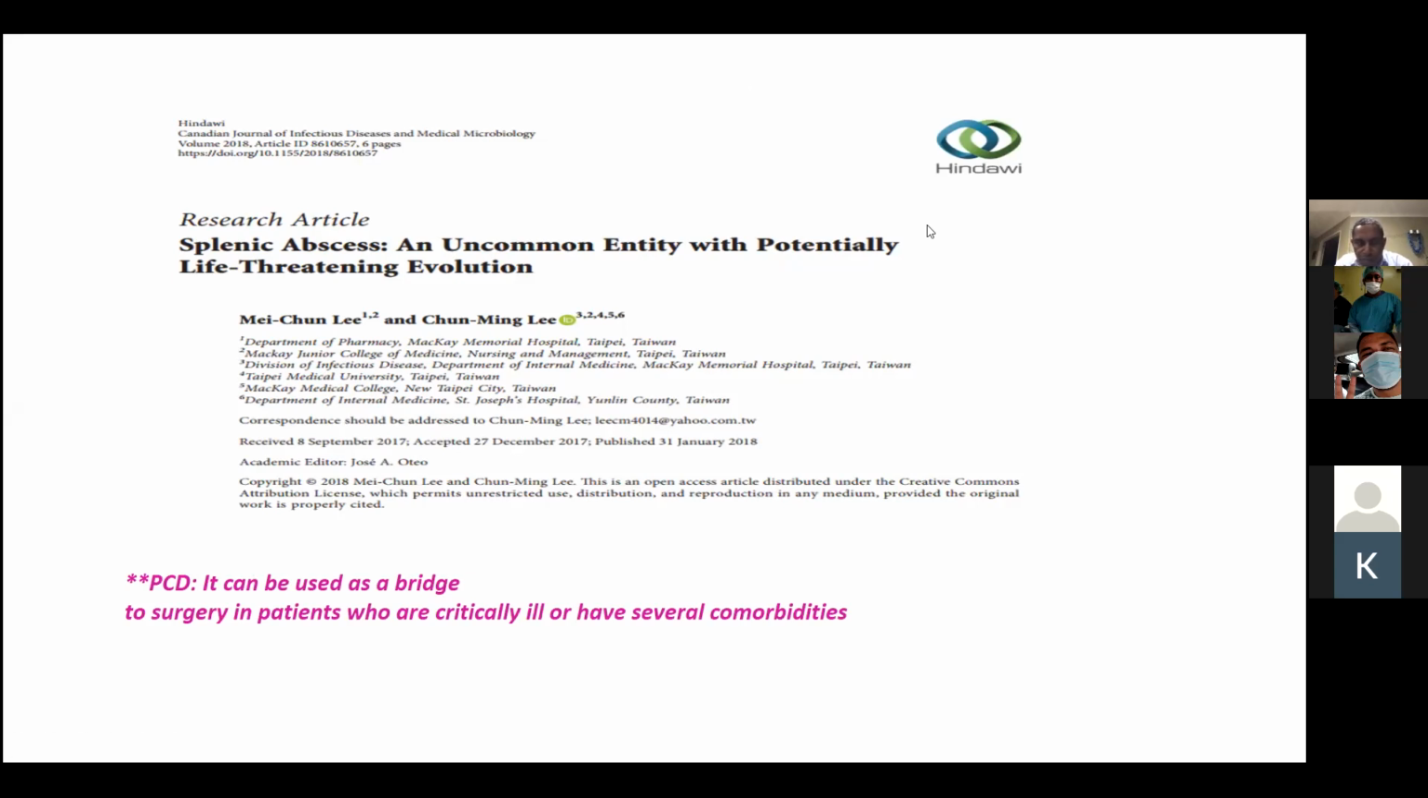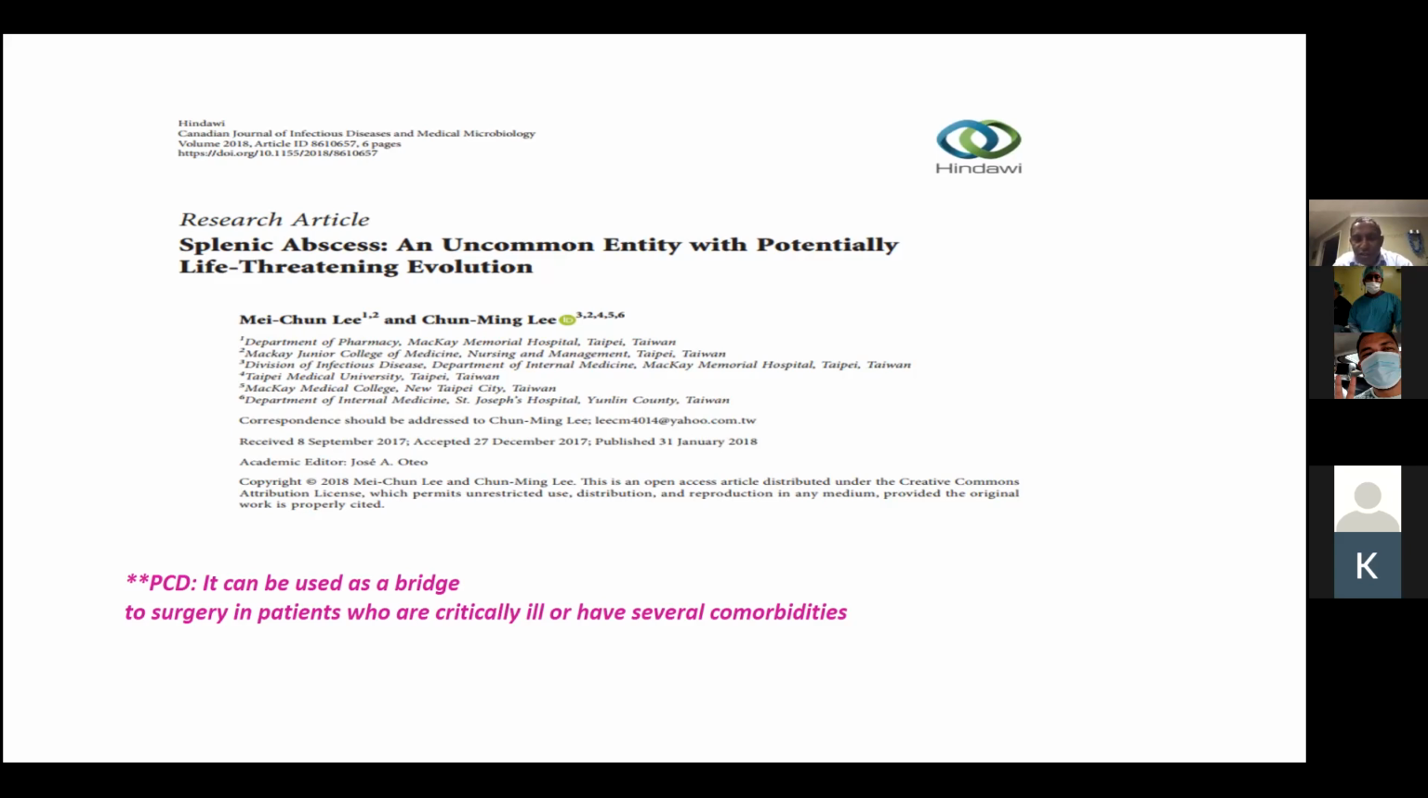So splenic abscess is rare. Has anyone else seen one? The last one I saw was when I was a junior registrar in Fiji. So it's very rare, and you should start off with that. If something is very rare, the incidence would be less than 1%.